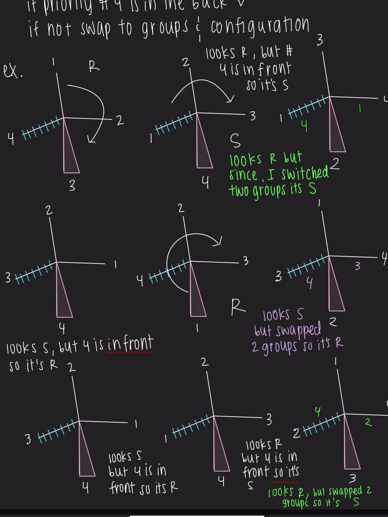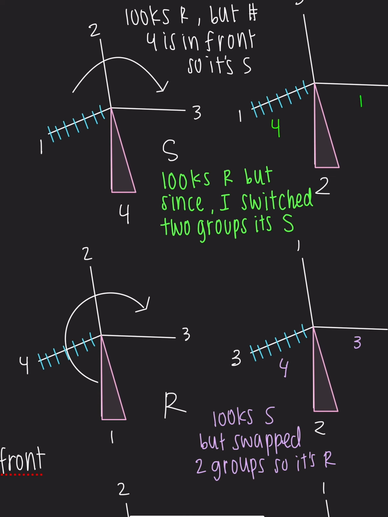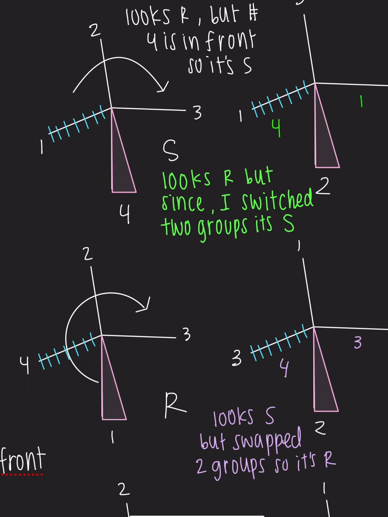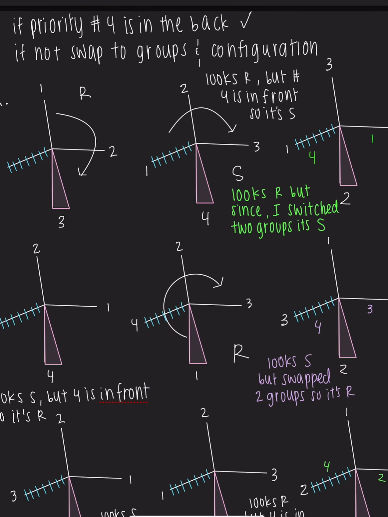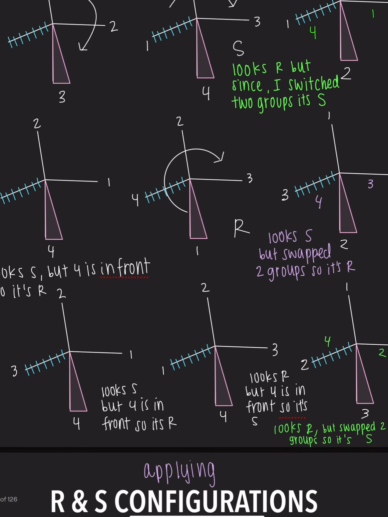Okay. Well, what about this one? Ignore the green for a second. You have 1, 2, 3, 4, but you don't have 4 in the front or the back. So what are you going to do? That's what I did in green. You're going to swap the 1 and the 4, and the 1 is going to be dashed. So then it's 1, 2, 3. It looks like an R, but since you swapped the configuration, it's going to be an S.